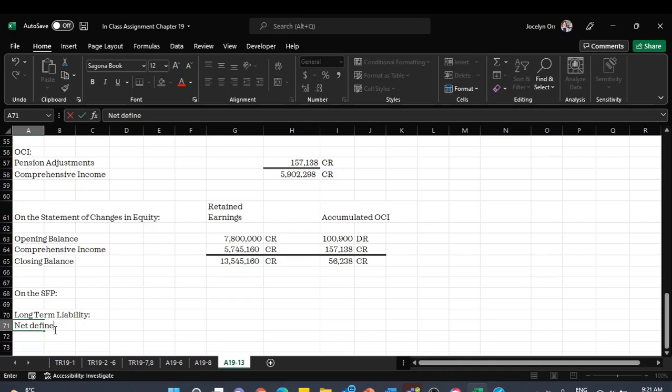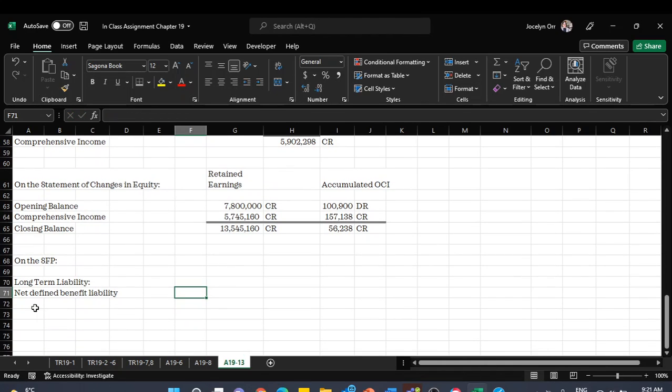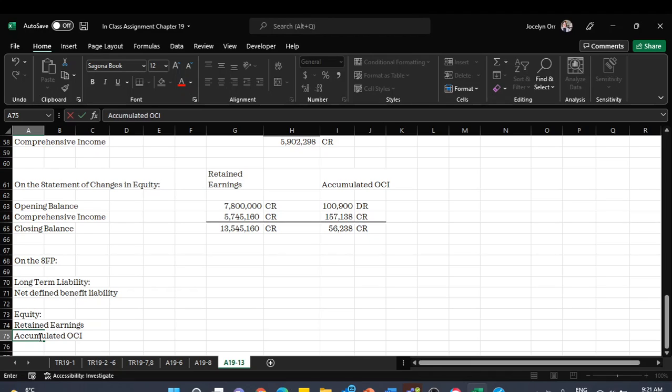Okay, so we have our net defined benefit liability. And this is something that we're going to calculate. So I'm just going to put in the other information that we need to include so that we have space to do our calculations. So we know on the statement of financial position, we're going to display any of our assets, liabilities, as well as any equity. So our equity accounts that we just calculated above being our retained earnings and our accumulated OCI related to our pension. These amounts we're just carrying from up above, so those ones can come down into place.